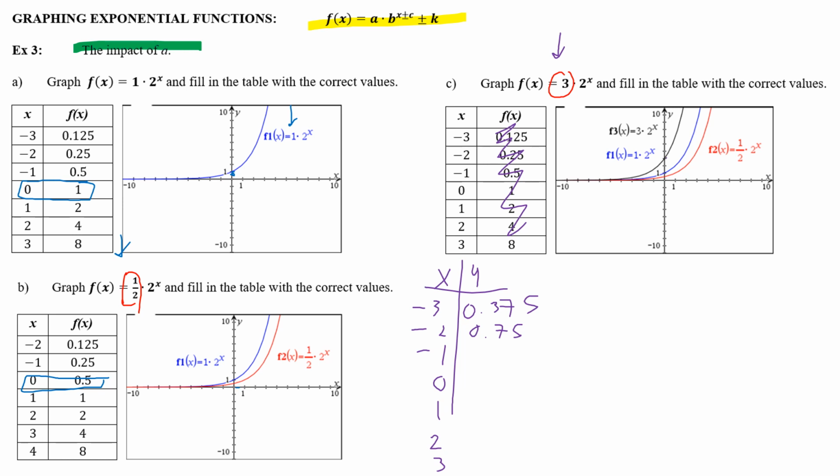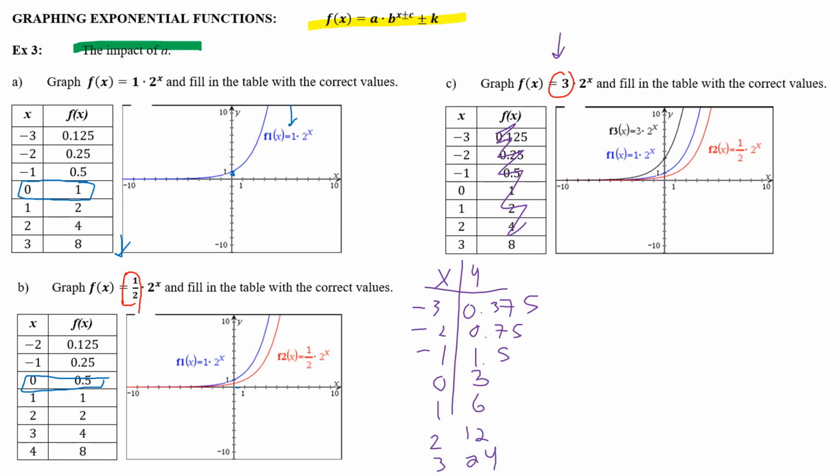When x is negative 1, y should be 1.5. When x is 0, y should be 3. When x is 1, y should be 6. When x is 2, y should be 12. And then the last, when x is 3, y should be 24. Okay, so again, that table was incorrect.